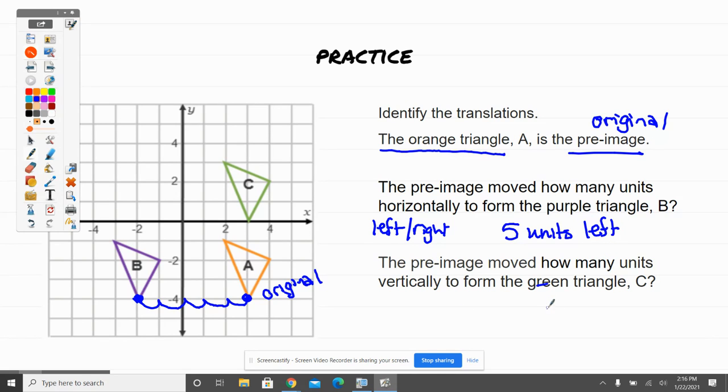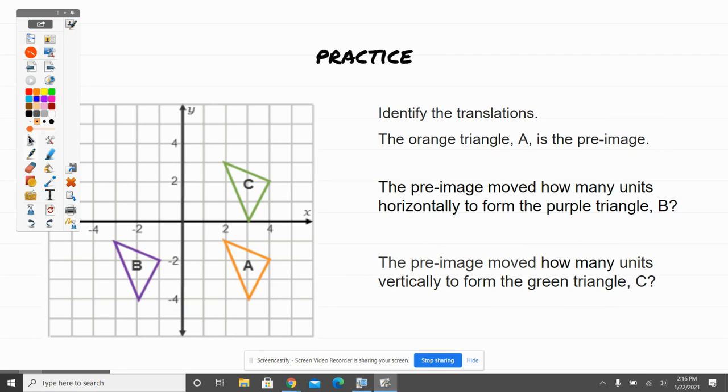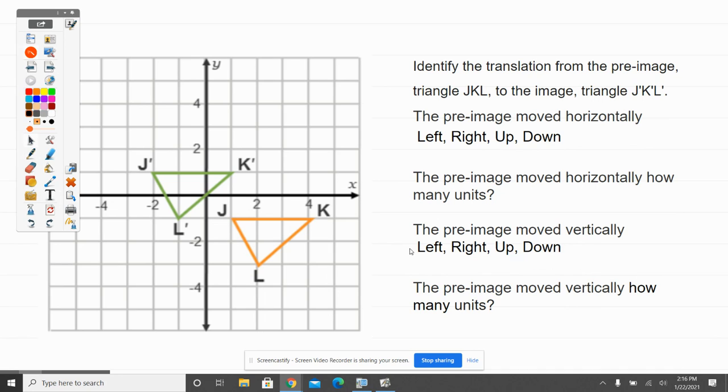How about vertically from orange to C? Well, here's the original. It will match up with this original. How many steps? 1, 2, 3, 4. So that's 4 units, and that is up. So that's how you can find out how many steps. You just count from the old point to the new point.